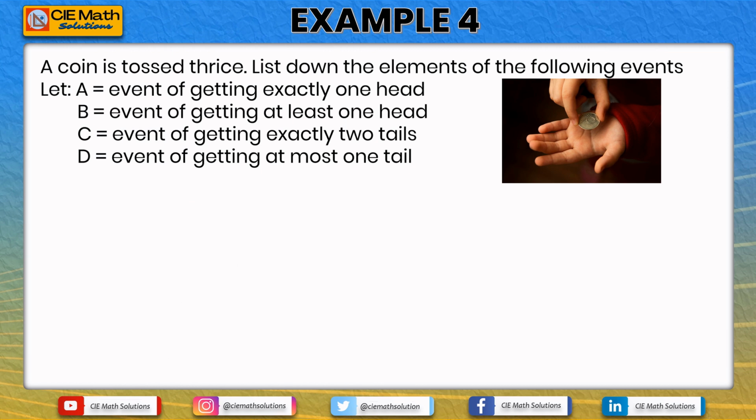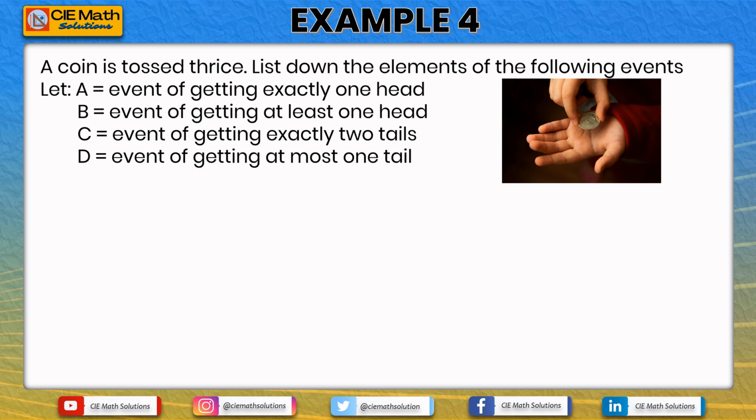Going to example 4. A coin is tossed thrice. List down the elements of the following events. Event A is getting exactly one head. Event B is getting at least one head. And event C, getting exactly 2 tails. And event D is the event of getting at most one tail.